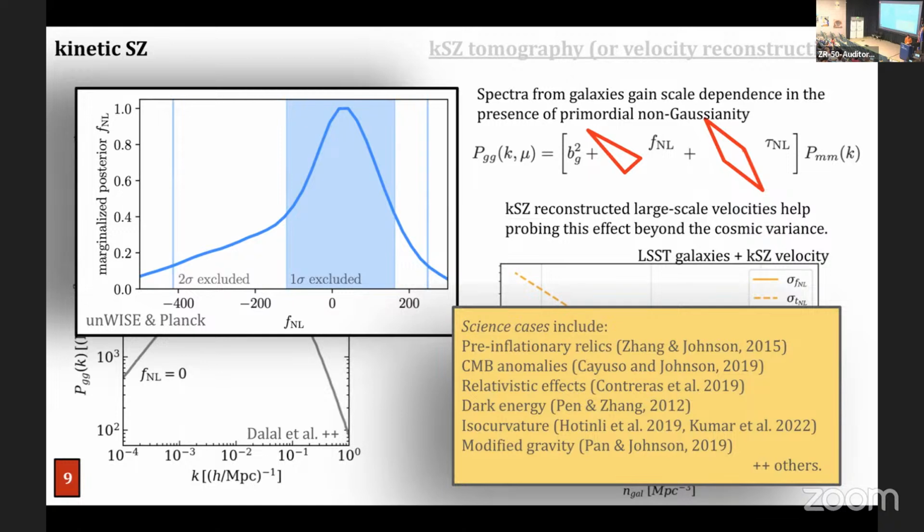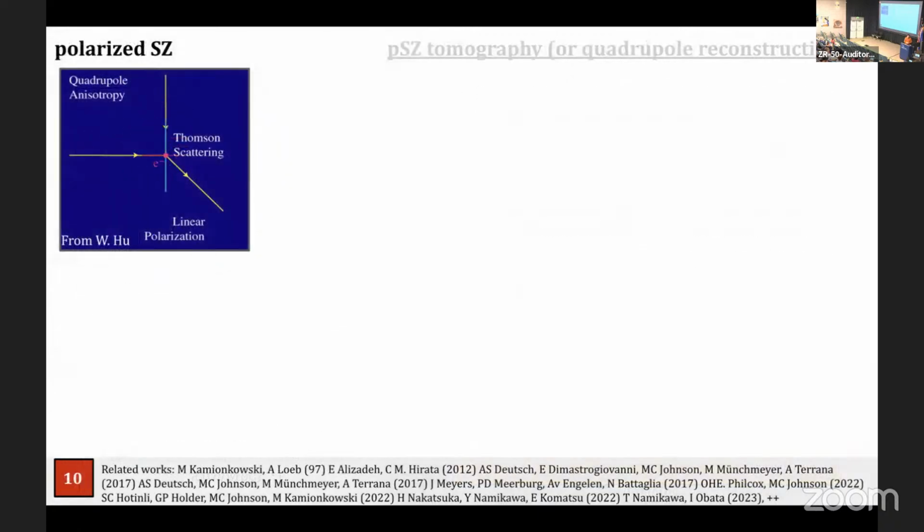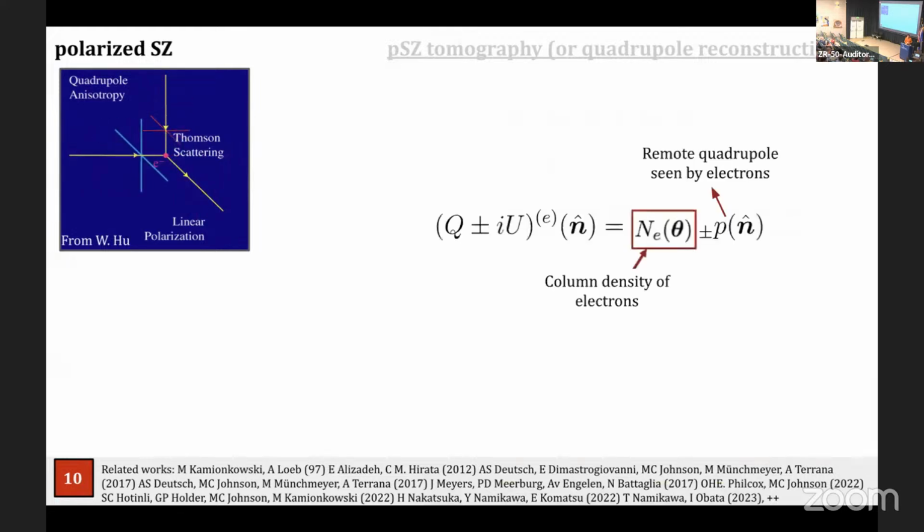Now, the SZ effects are not limited to the kinetic SZ or the thermal SZ. There's also polarization. The CMB maps are polarized because the electrons see a remote local quadrupolar anisotropy in their rest frame. And this induces a polarization called the polarized SZ. It's the standard polarized SZ. And it, of course, depends also on the column density of electrons, as well as this quadrupole that they see in their rest frame.